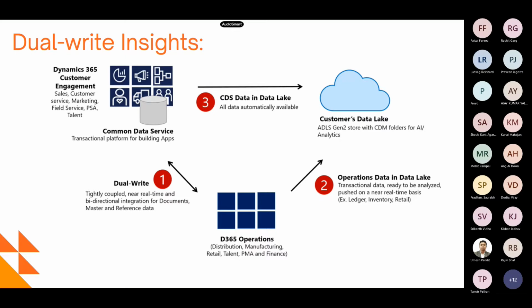Here you can see the applications that we have in Finance and Operations. Normally, the commonly used are retail, talent, or whatsoever. And in customer engagement, we have sales, customer service, marketing, field service, project service automation, and so on. All these applications and the standard entities that we have can easily map with Finance and Operations tables.